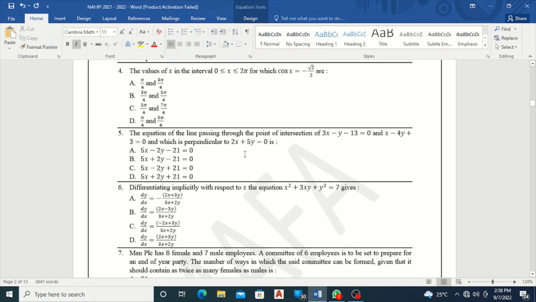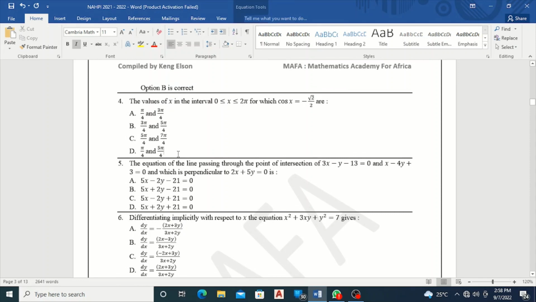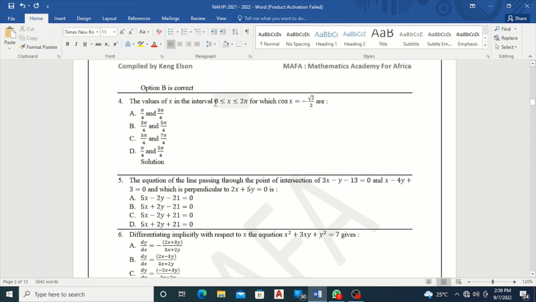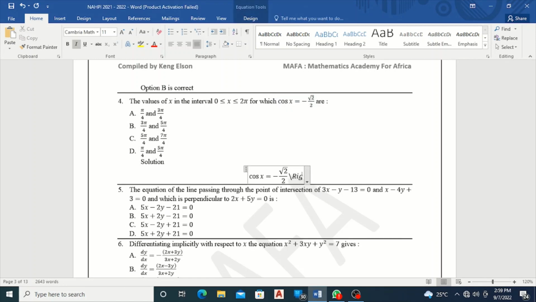Alright, question 4 reads, so let's just go straight into the solution. The values of x in this interval for which cos x is equal to negative root 2 over 2. So I'm just going to copy, and then first of all we start by looking for the general solution.